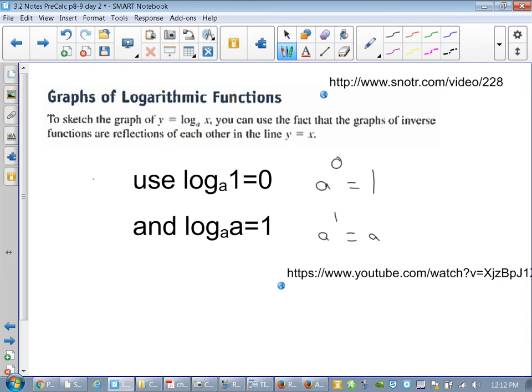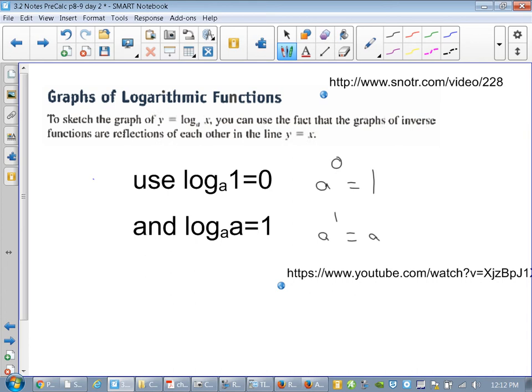Okay? A lot of this is going to break off of what we did last year in Algebra 2. It's actually, from what I was reading in the book, a little bit easier than what we did last year. There's a little bit less work. They don't change the base on you as often.